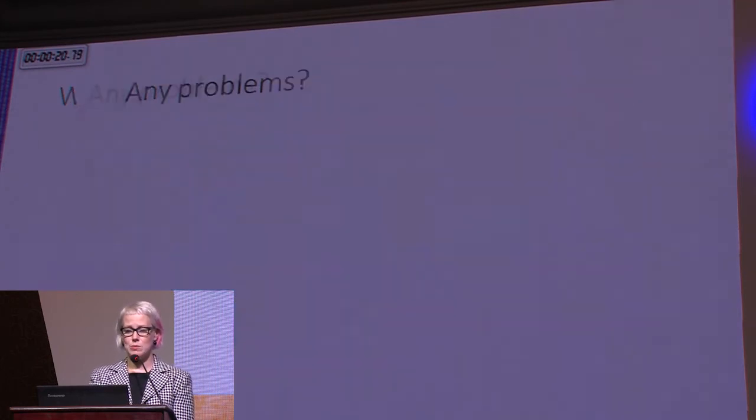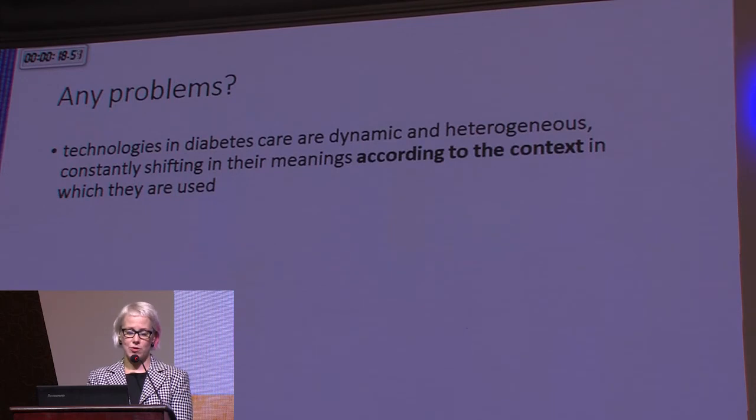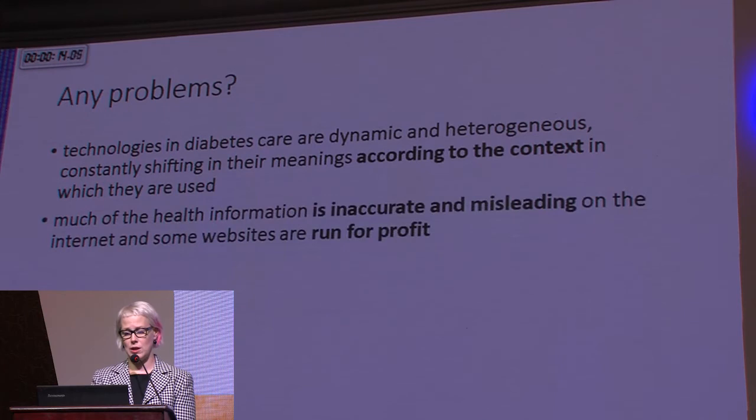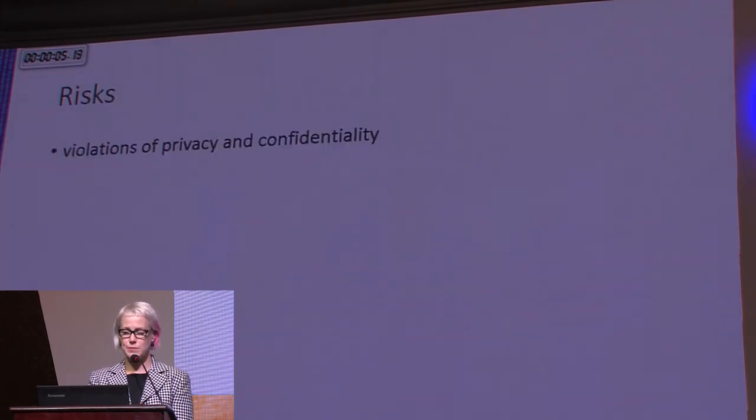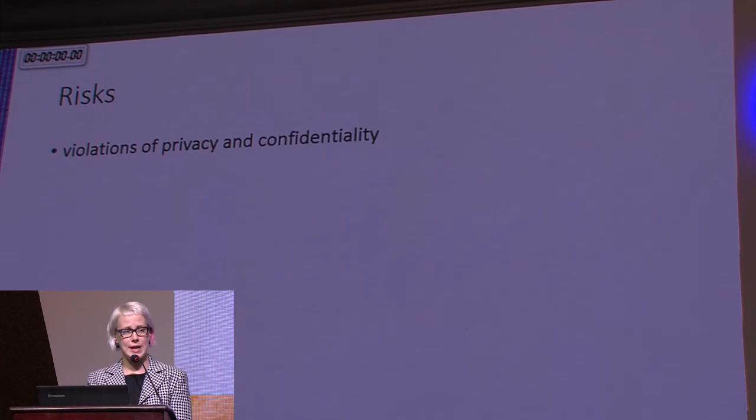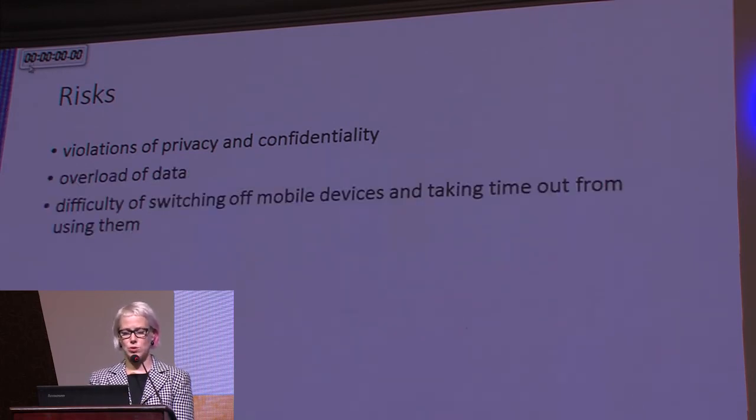Do we have any problems with technology in diabetes? Of course, because we need to use it according to the context, and it's not easy every time. And there is a lot of health information which is inaccurate and misleading. So there are still some risks there, because there is some violation of privacy and confidentiality using all these mobile applications, internet resources, even big data. There is an overload of data. It's very difficult to use all of it. It's difficult to switch off mobile devices and take time out from using them.